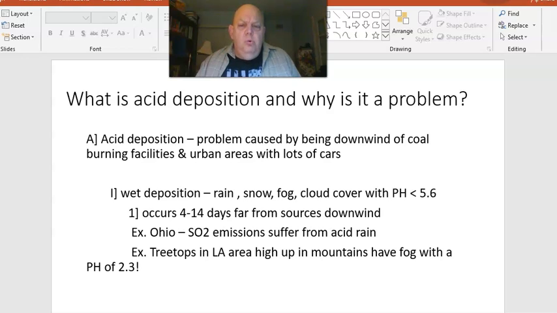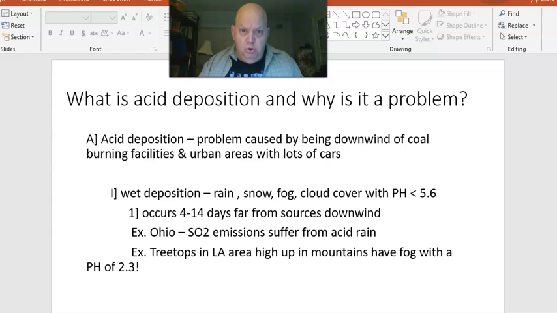Okay. So wet deposition: rain, snow, fog, cloud cover with a pH of less than 5.6. Typically this happens anywhere from 4 to 14 days, far away from the sources, but downwind. We have a couple of examples of that. In Ohio, SO2, sulfur dioxide emissions, they do suffer from the effects of acid rain.